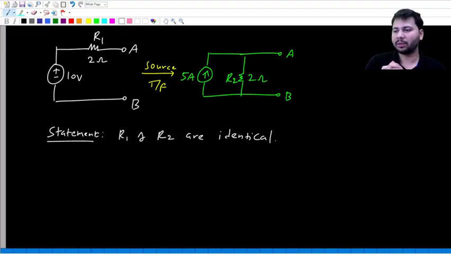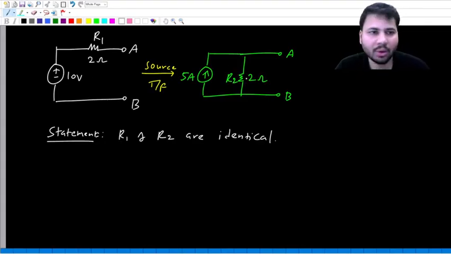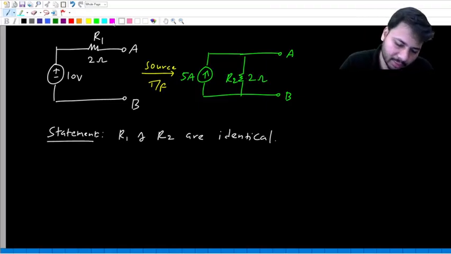Tell me, whatever statement I just made, is it true or false? R1 and R2 are identical. See, what is R1? 2 ohms. What is R2? That is also 2 ohms. So looks like both are identical, but this statement is false.